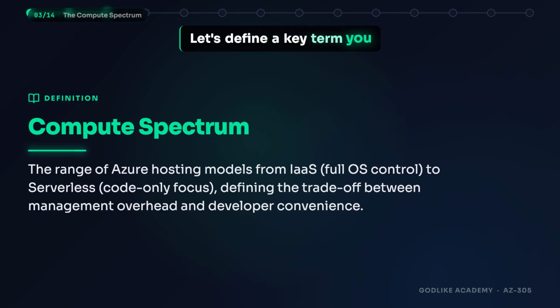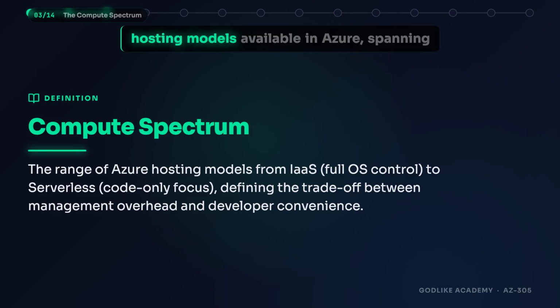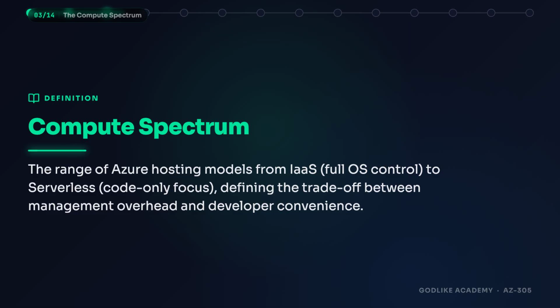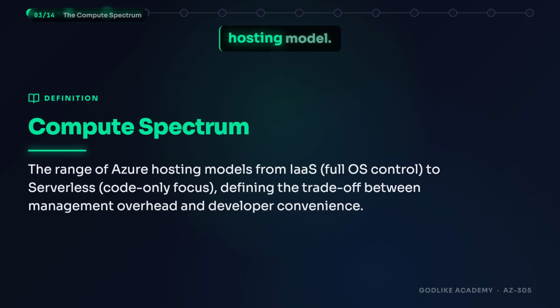Let's define a key term you will encounter constantly: the compute spectrum. This refers to the range of hosting models available in Azure, spanning from infrastructure as a service, where you manage the operating system, up to serverless, where you only focus on code execution. Understanding where a service sits on this spectrum is the foundation of all infrastructure design decisions. If you misplace a workload on the wrong tier, you will either handle unnecessary patching tasks or lose critical network configuration control. The exam heavily tests your ability to map requirements to the correct hosting model.